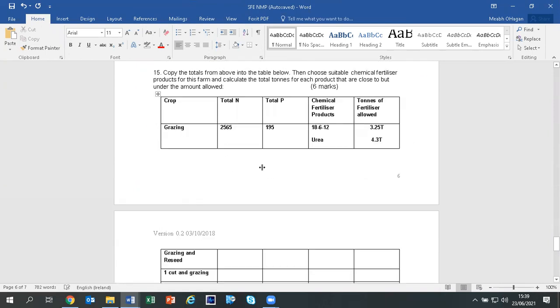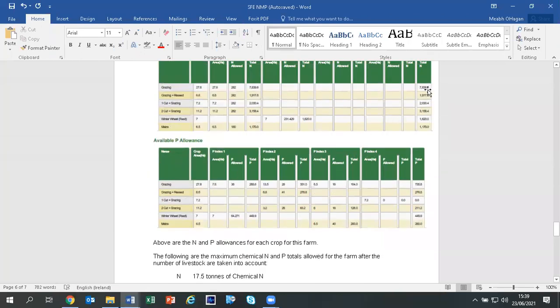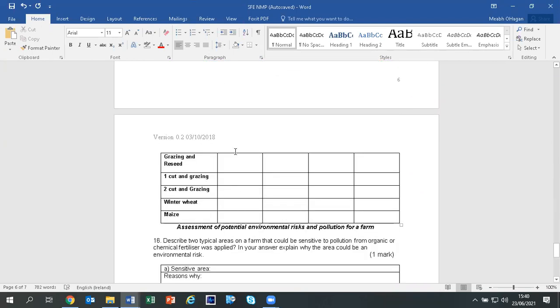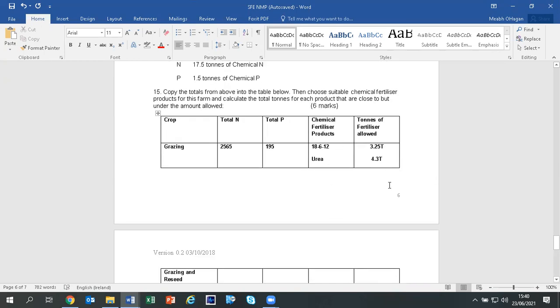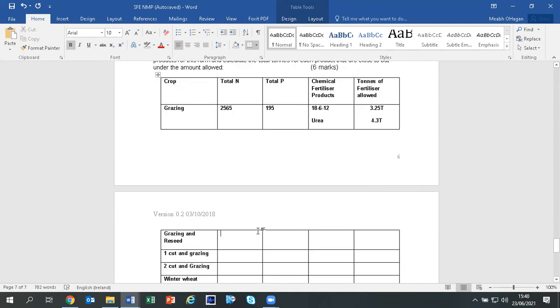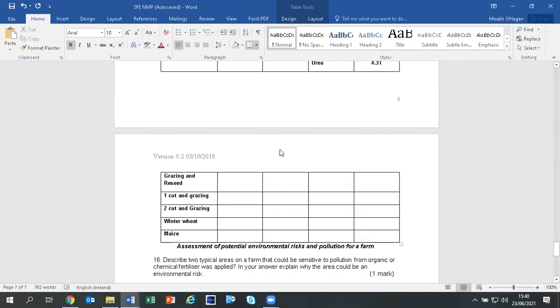So again, just highlighting what you need to do here, make sure, come into your table up here, pull down your nitrogen and your phosphorus requirements. Down here, pop them into these two boxes, and then work out what fertilizer products you want to use and how many tons is allowed. So there is a good bit of work involved in that section. It is worth the most marks on the assignment. So do put the time into it. And like I said, once you have the first one or two done, you will fly through the last ones, okay?